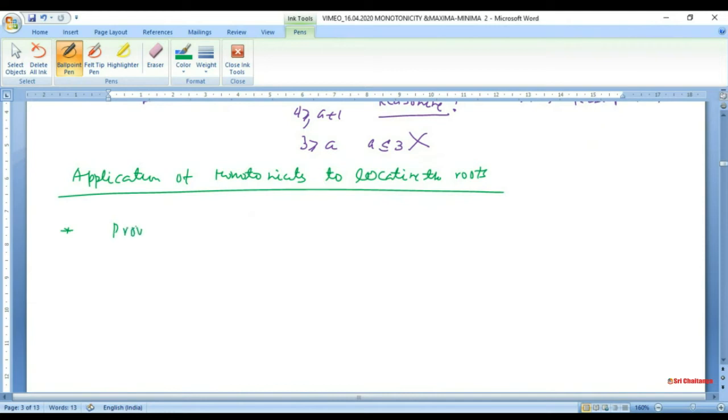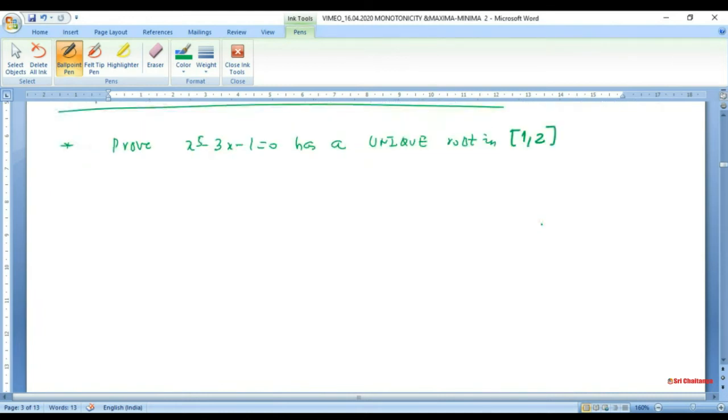For that, we'll start with a problem that you have to prove. In multiple choice they will of course have some choices. Prove that x to the power 5 minus 3x minus 1 equal to 0 has a unique root in the interval 1 comma 2. This is what you want, a unique root in 1 comma 2. Now you have to prove this.